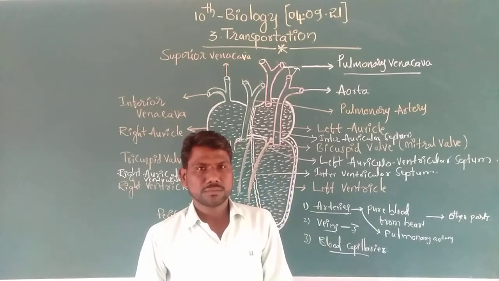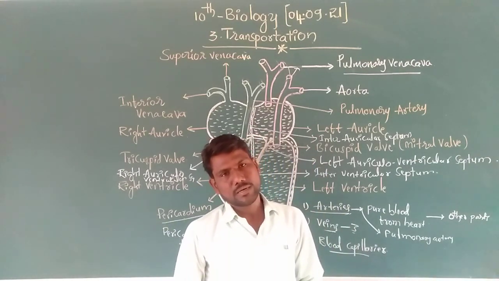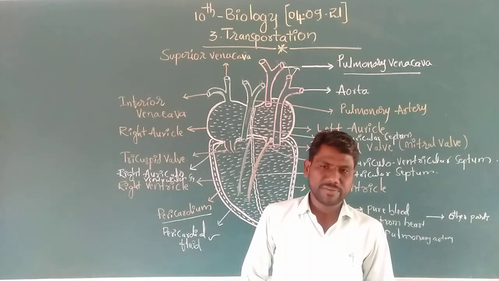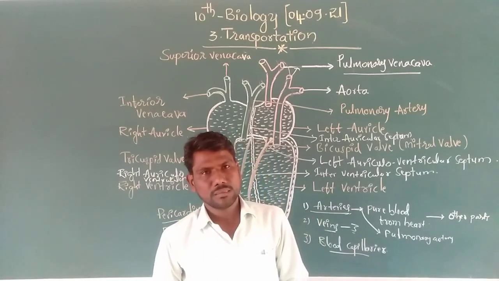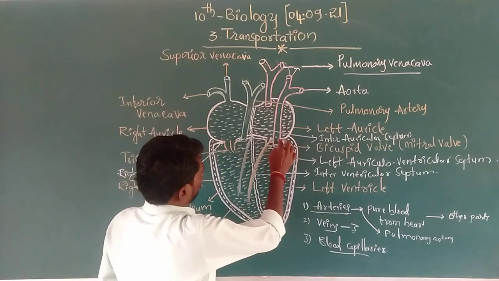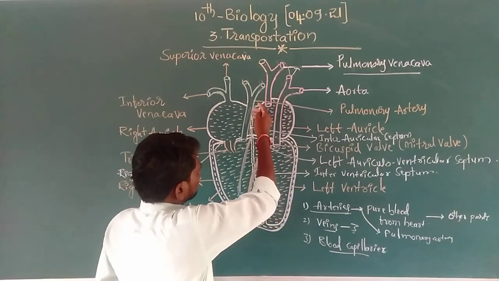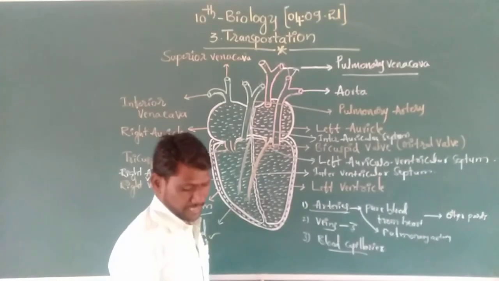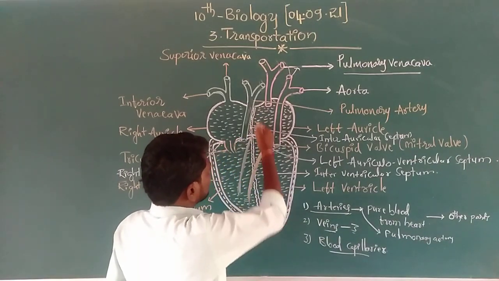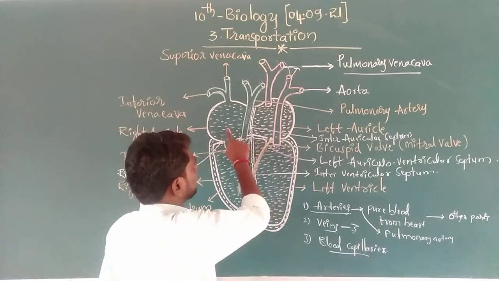Good morning, students. Now we are going to discuss the internal structure of the human heart. Already in the previous video, I mentioned the two grooves, the horizontal groove and the transverse groove. These two grooves are identified when we look at the heart from the outside. These two grooves show that the heart is divided into four chambers.